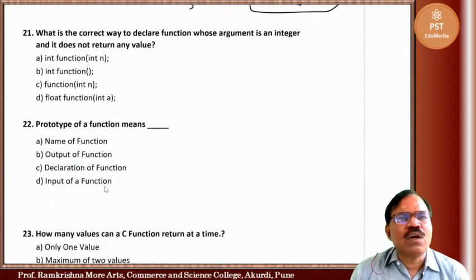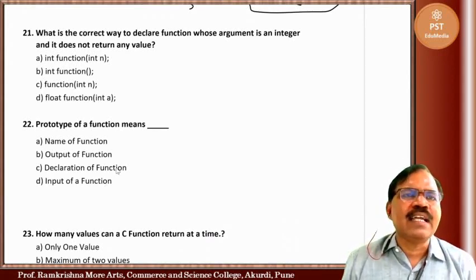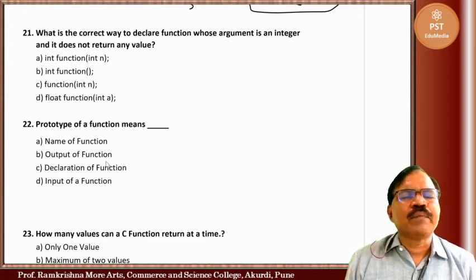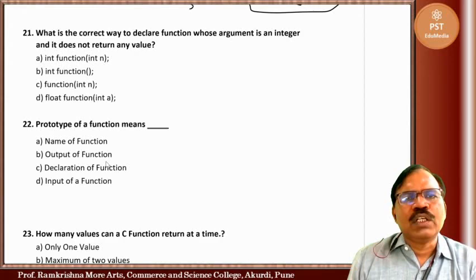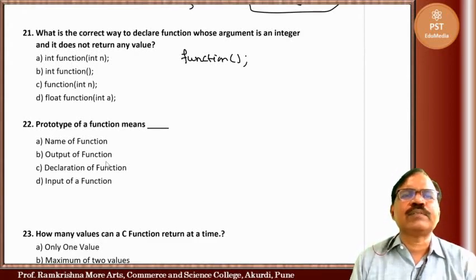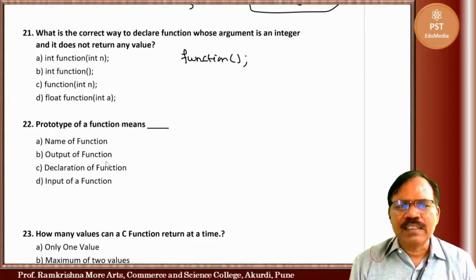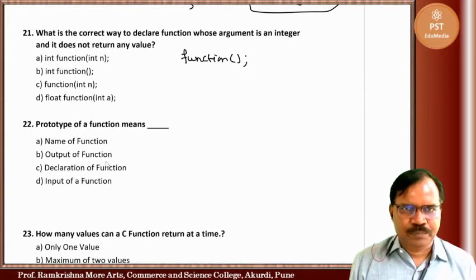Now next one, what is the correct way to declare a function whose argument is an integer and it does not return any value? So see here, these are called function prototypes. Suppose the name of the function is fun. This is the name of the function, or you can write function. You can give any name, just as we have seen square. If we declare a function like this, it means this function will not take any argument, and it will not return any value.